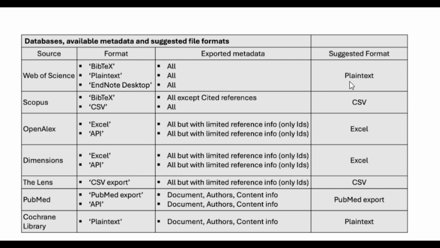The suggested format by them is plain text, but I wanted to show you by BibTeX. In Scopus, it allows these 2 formats, the BibTeX format and the CSV format. But the problem with the BibTeX format in Scopus is that it does not export the cited references. So for that we have to use the CSV format.